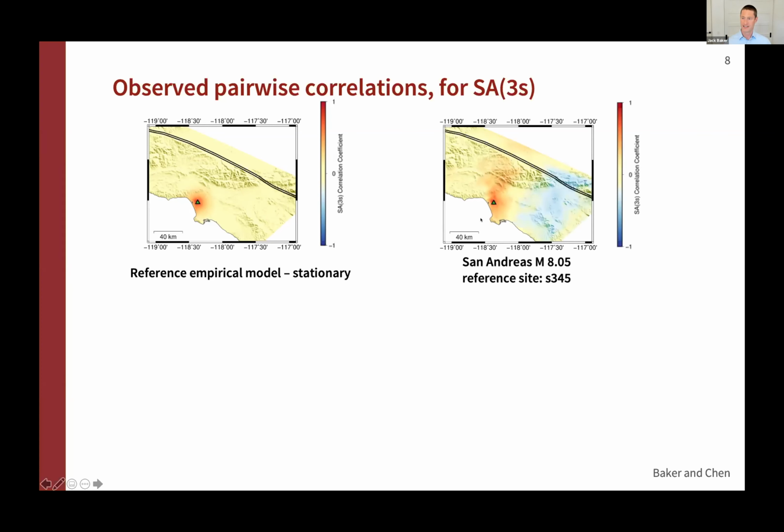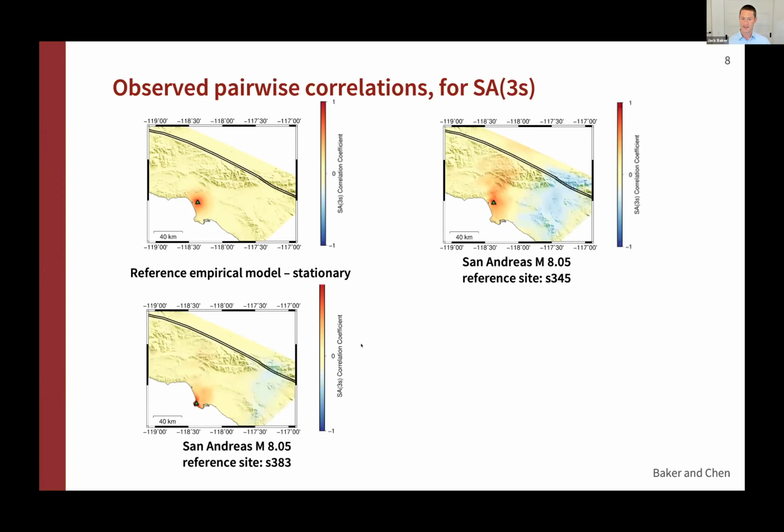We don't just see rings around the triangle. If we move around the reference site, the pattern of the red colors, which is the high correlations, changes around a little bit. And I should note these are all for San Andreas simulations, and the surface projection is noted with the black lines up to the northeast of the map. There's interesting things going on here.